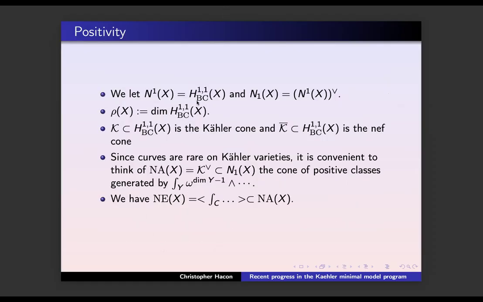So we're going to be working with this group H^{1,1}_BC, and often we just denote it by N^1(X). The Picard number gets replaced by the dimension of the space, and N_1 just denotes the dual to H^{1,1}_BC(X). Inside of H^{1,1}_BC(X), we have the Kähler cone, those classes which have positive intersection with every subvariety Y when wedging with Kähler forms.